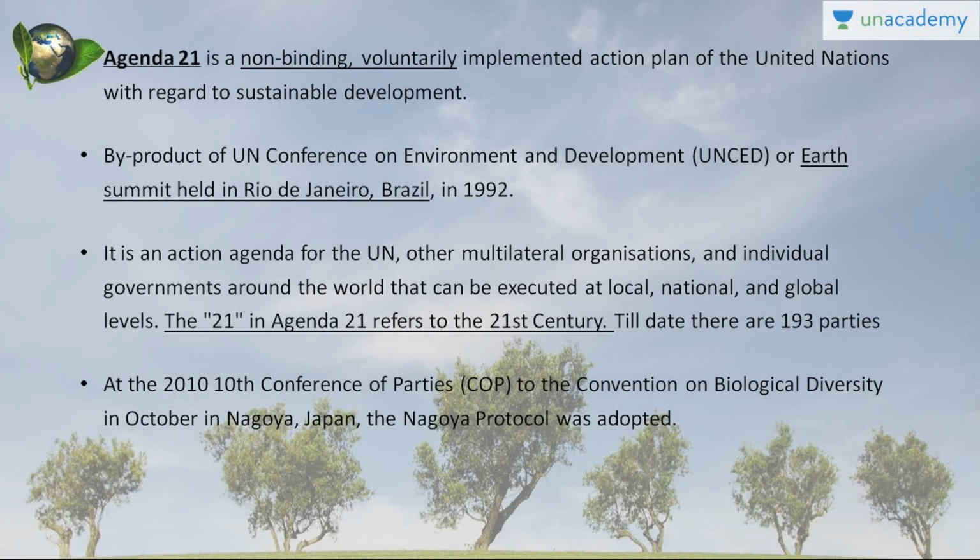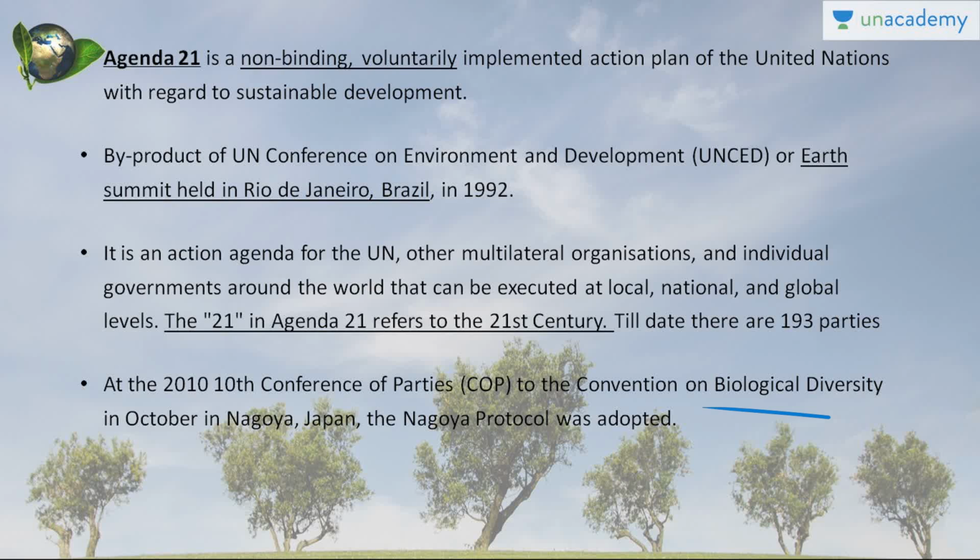Then finally Agenda 21. It is a non-binding, voluntary, implemented action plan of the United Nations with regard to sustainable development, and it is often asked in the exams. It is a byproduct of UNCED, that is the UN Conference on Environment and Development, or Earth Summit, which was held in Rio, Brazil in 1992, and it is an action agenda for the United Nations, other multilateral organizations and individual governments around the world that can be executed at local, national and global level. And the 21 in Agenda 21 refers to the 21st century. This is what is asked.